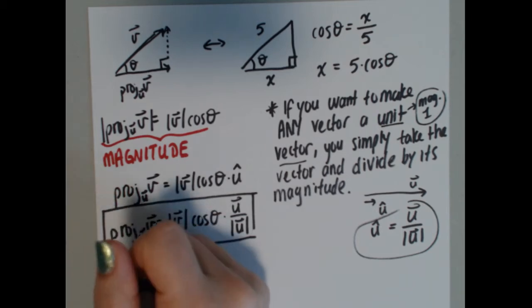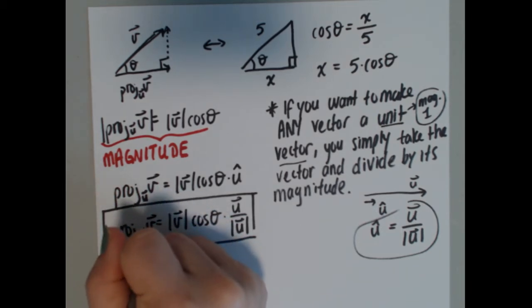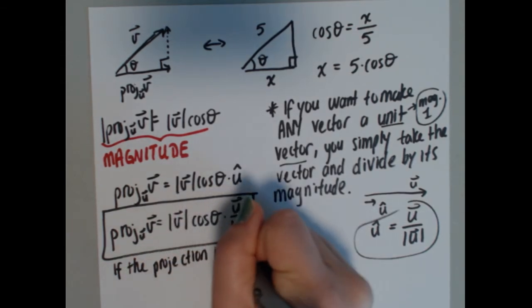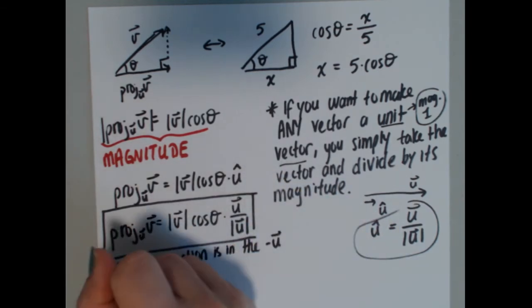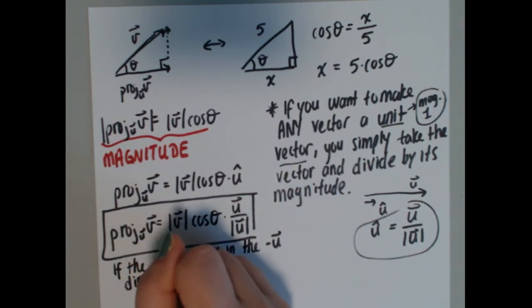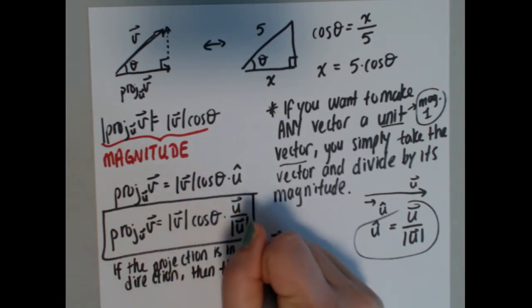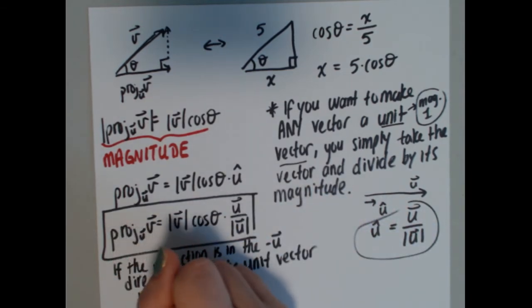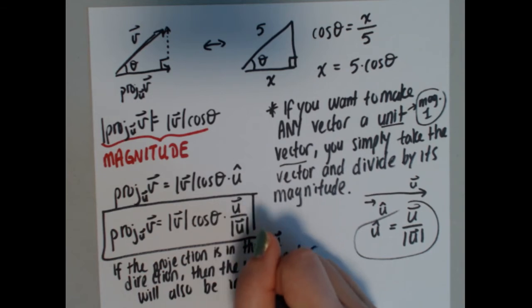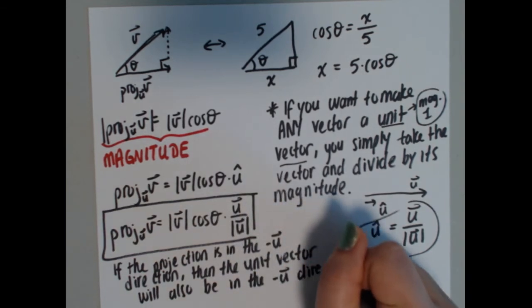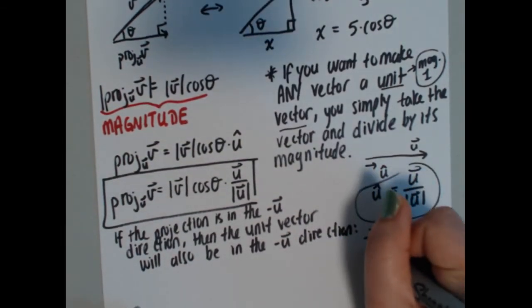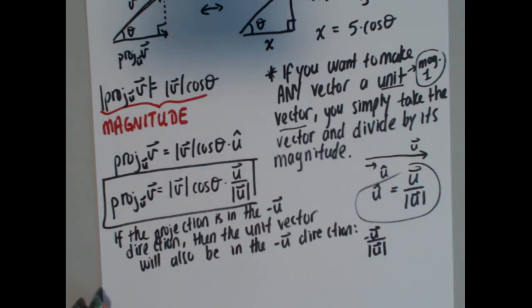So if the projection is in the minus u direction, then the unit vector will also be in the minus u direction. Then that unit vector would look something like this: minus u over magnitude of u. That's it. Magnitude of u, magnitude of minus u, they're the same.